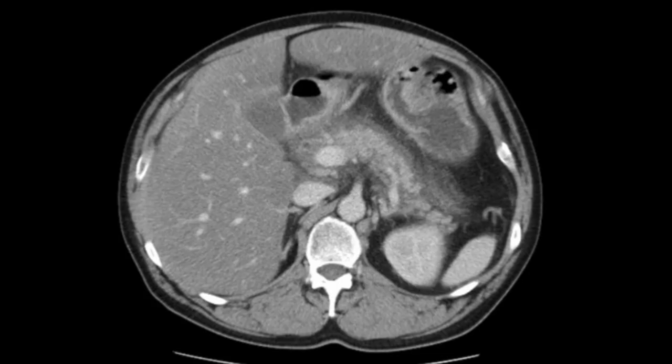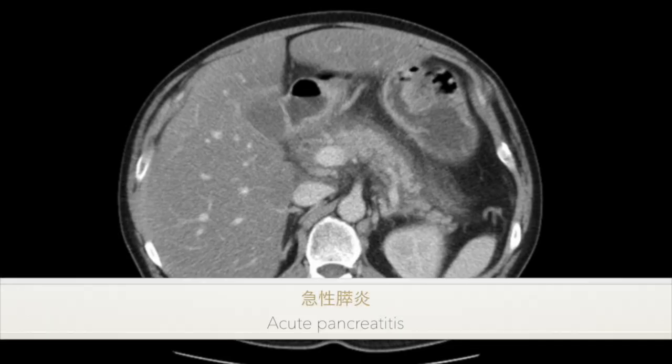Of course, not all alcohol-related pancreatitis is chronic and mild. Many cases, like this one, present as acute dramatic inflammation. It's always a reminder to consume alcohol in moderation.